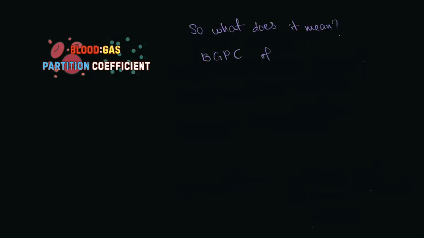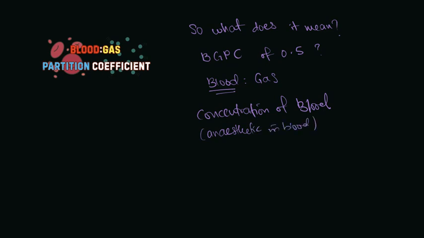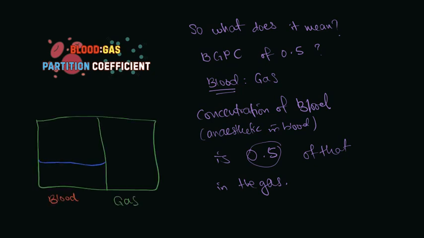So let's take a theoretical gas having a blood gas partition coefficient of 0.5. So how does this work? We have the blood to gas ratio, so focus on the blood. When anesthetic gas has equilibrium between the blood and gas, both have the same partial pressure, and the concentration of gas in the blood is 0.5 compared to that in the gas, or in our body, the alveolus. Visually, this is how it would look.